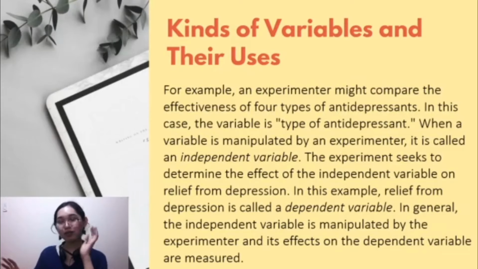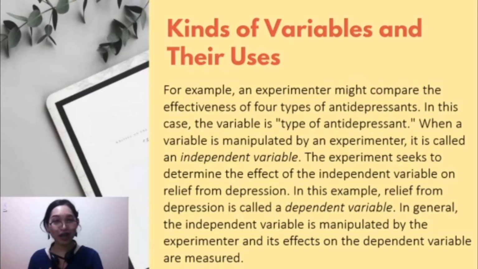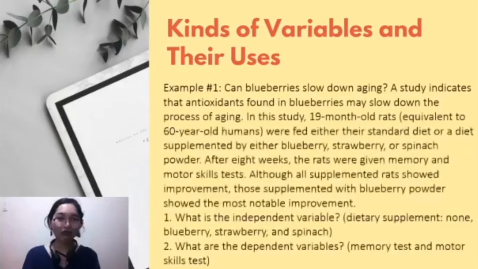Meron kang 4 groups, or you can have your study siguro 4 ways or 4 sets of study. Sa first set, yung first antidepressant, sa second set, yung second, third set, third, fourth. Tapos you will study kung ano yung iba't ibang effect ng mga antidepressants na ito or how does it help the person. In general, the independent variable is manipulated by the experimenter and its effects on the dependent variable are measured.